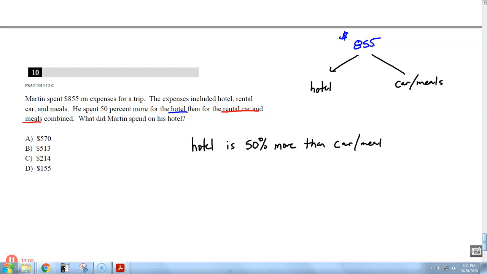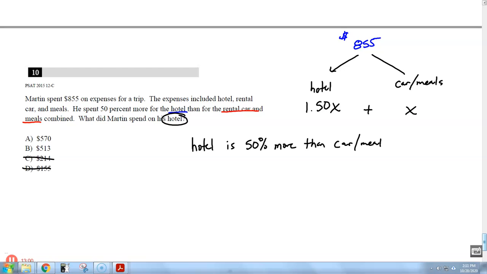So they want to know how much did he spend on the hotel. It definitely can't be C or D because those are less than $400. That'd be less than half. So it's either A or B. Now we have a couple options. We could just plug and chug and start trying some numbers. Or we could do an algebra way. So the hotel is 50% more than the car and the meals. I don't know what the car and the meals is, so let's just call this X. And 50% more, well, that would be 1.50x. That would make it 1.5 times bigger.